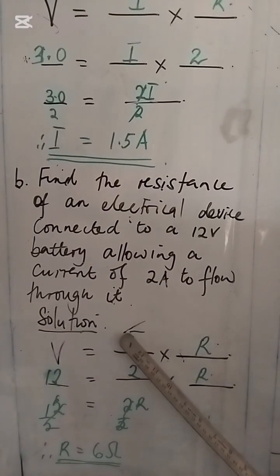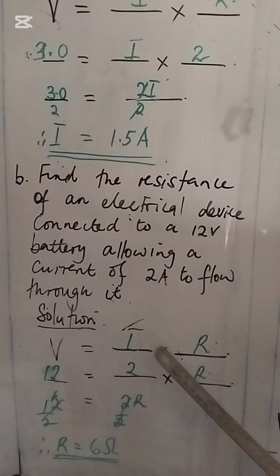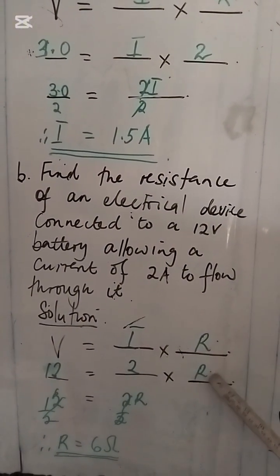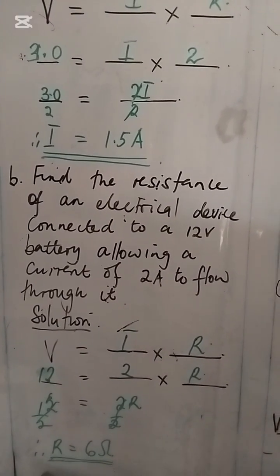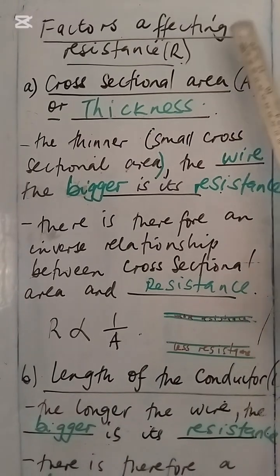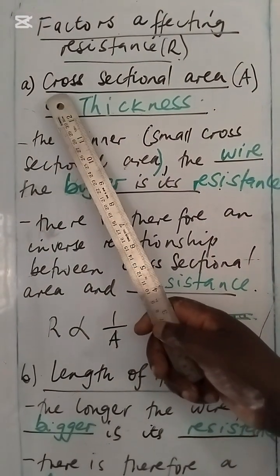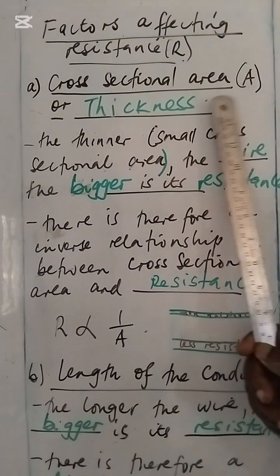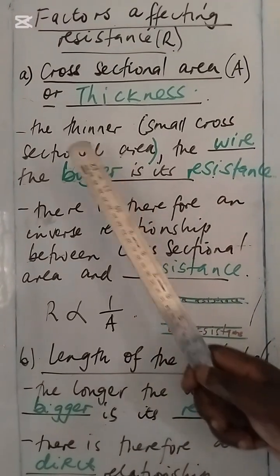Then you write solution, you write again the equation for Ohm's law. Then voltage is 12, current is 2, then resistance is unknown, it's R. Then when we do our calculations, our resistance becomes 6 ohms. What are the factors affecting resistance? We start by looking at cross-sectional area, which is the thickness of the conductor, like wire, for example.